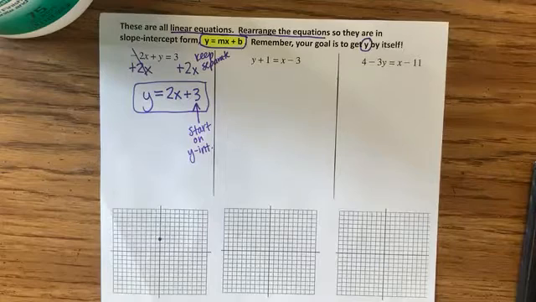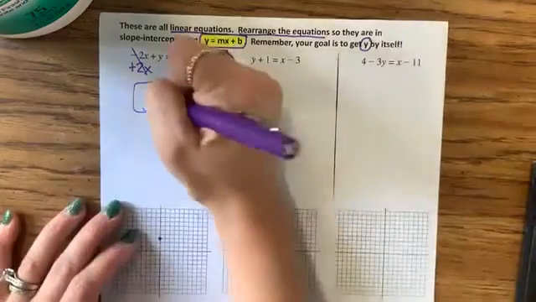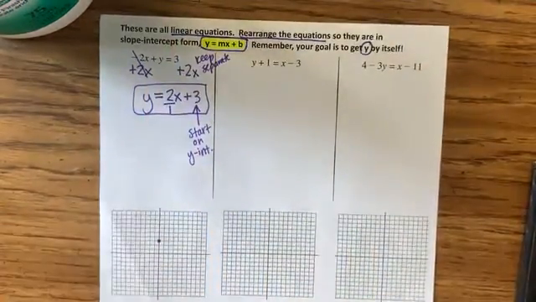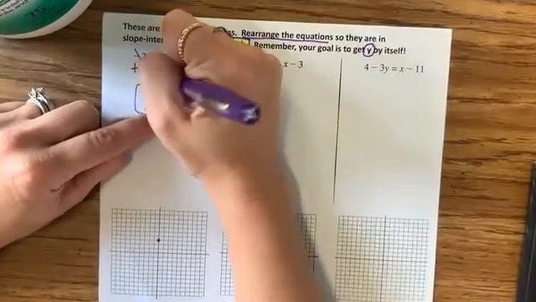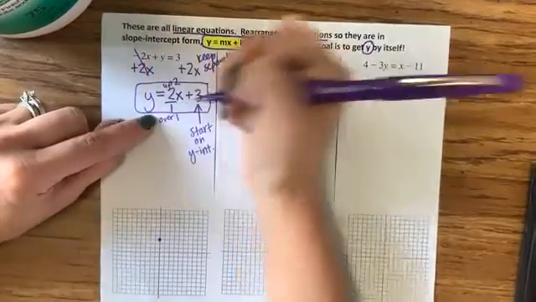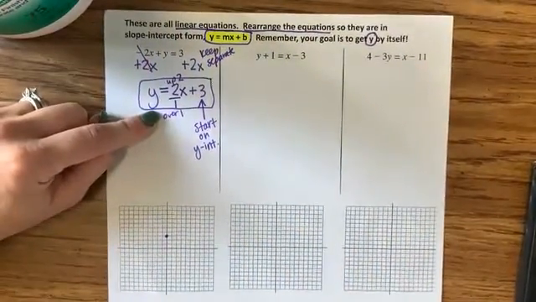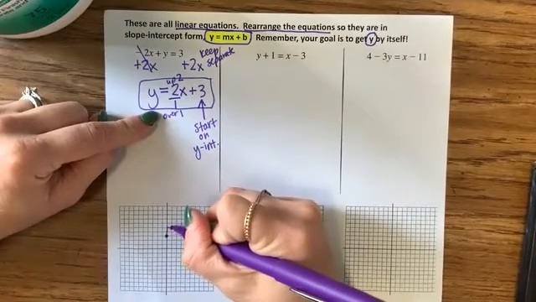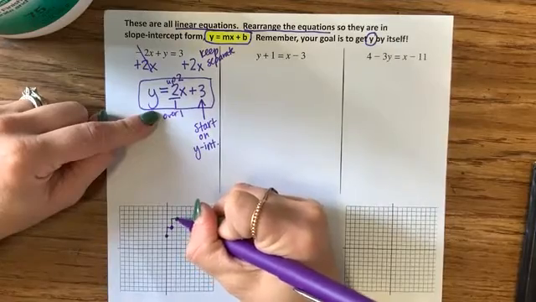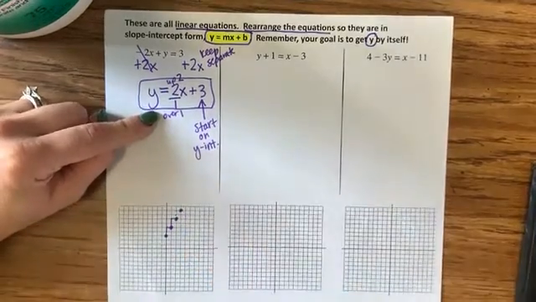Since the slope is just 2, what can I put underneath it? A 1. 2 over 1. I'm going to put a 1 underneath this 2, because 2 divided by 1 is still just 2. So that you can see the rise of 2 and the run of 1. That means I'm going to go up 2 and then over 1. Up 2 over 1, plot a point. Up 2 over 1, plot a point. Up 2 over 1, plot a point.